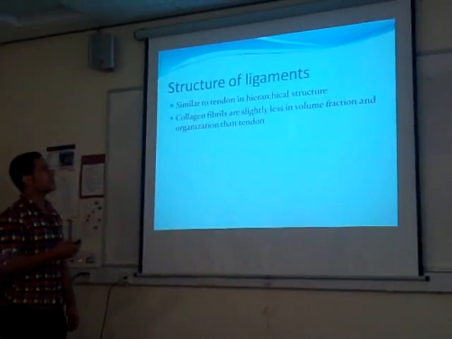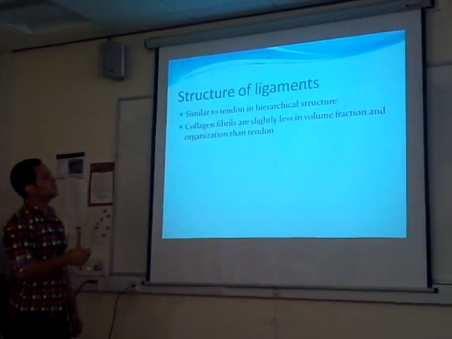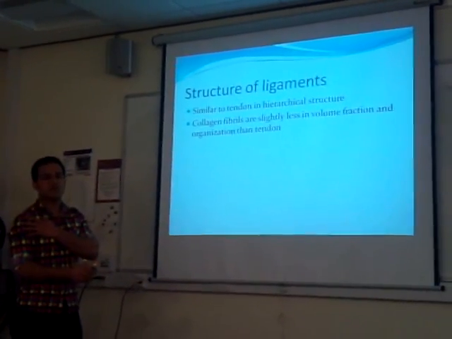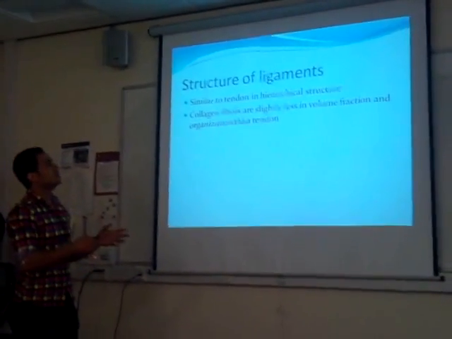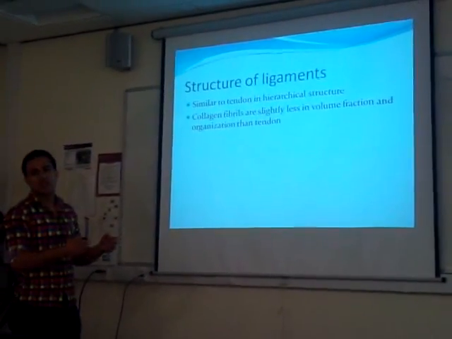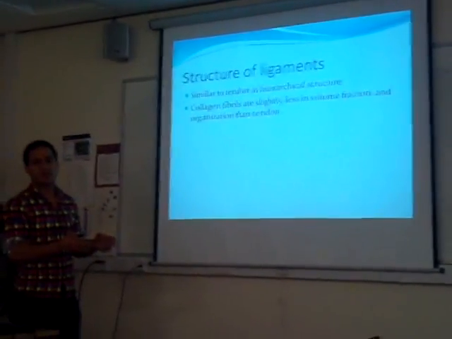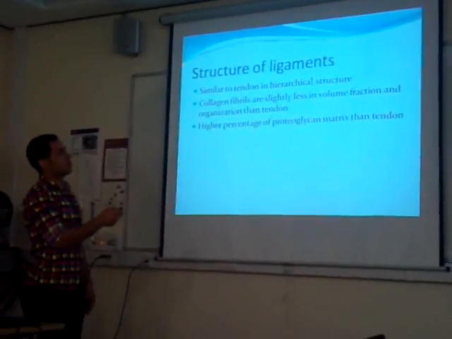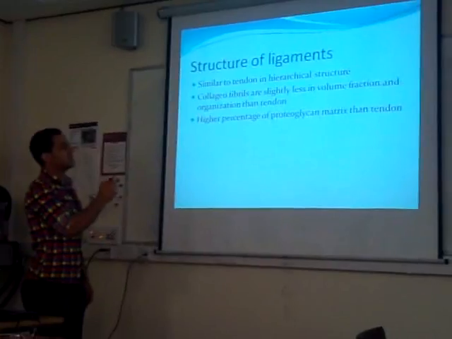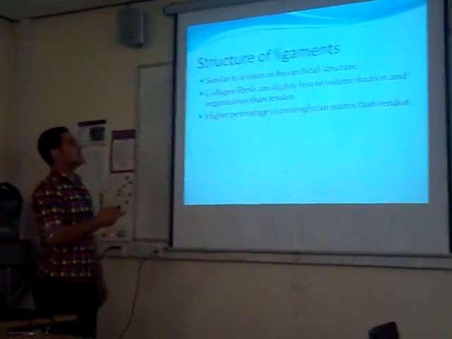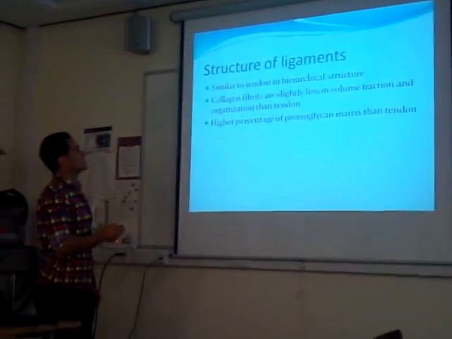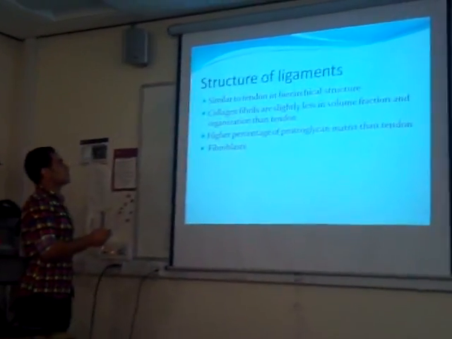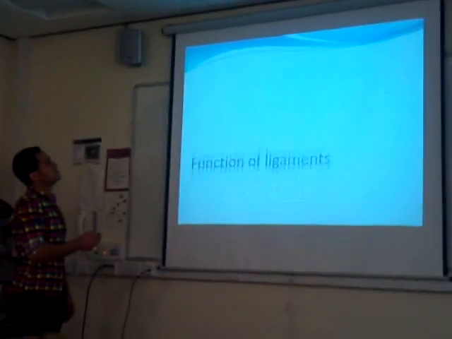And this explains why, when a person's joint is dislocated, you have to put it back in place as fast as possible, because the ligament is stretched, and if you leave it stretched and don't put it back, it might stay in that position and you need surgical repair. Ligaments also have a higher percentage of proteoglycan matrix than tendons, and this gives the advantage that they withstand more compressive stresses compared to tendons. And the fibroblast, of course, produces most of the tissue.